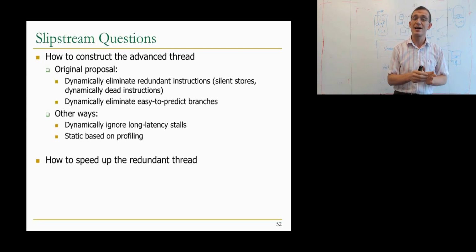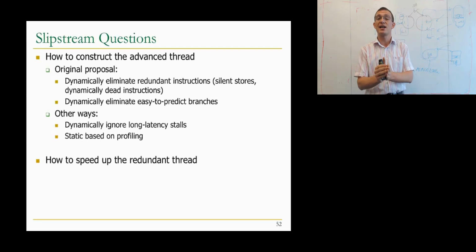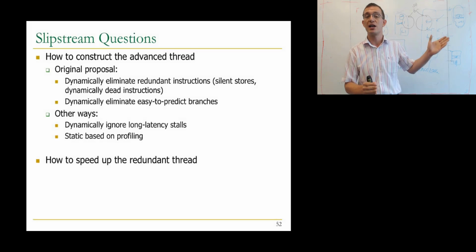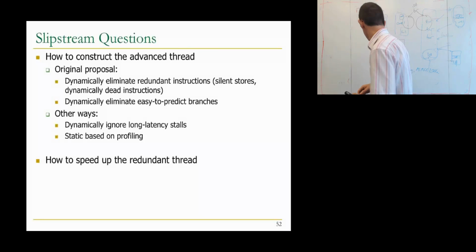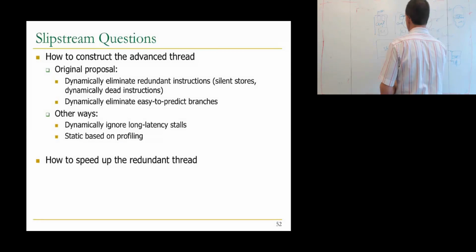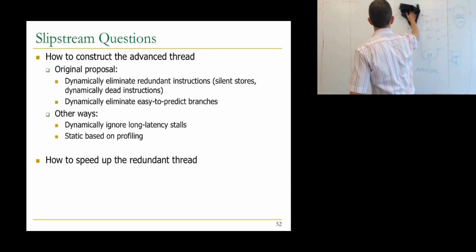But there are other ways. You can dynamically ignore long latency stalls, just like run-ahead execution does, right? When you get to a long latency cache miss, you ignore it and you keep going. This way you can create an advanced thread. And remember the Sun Rock processor that we discussed in the multi-core lecture? That's essentially what they did in a sense, right?